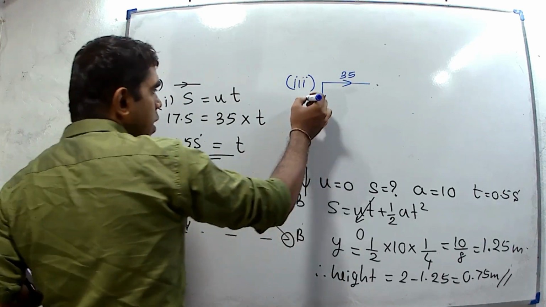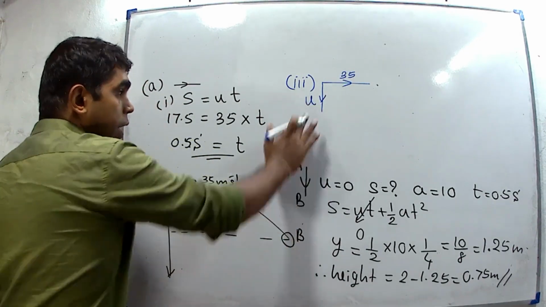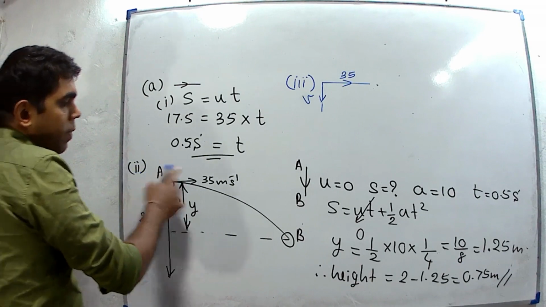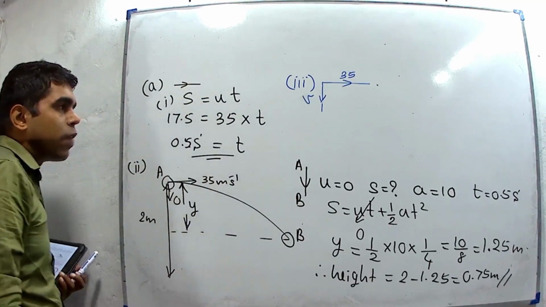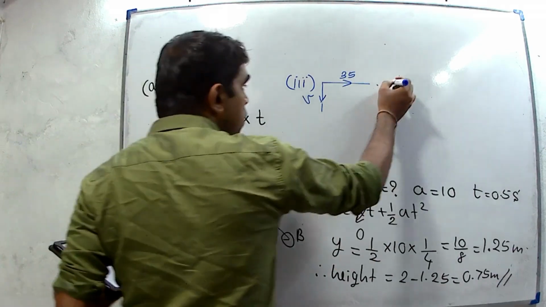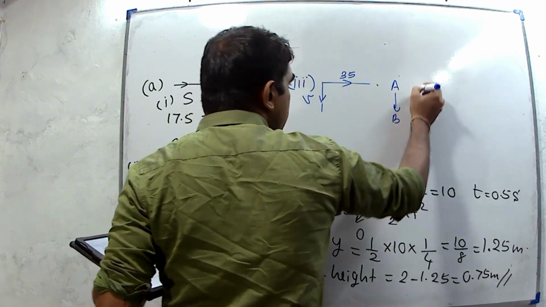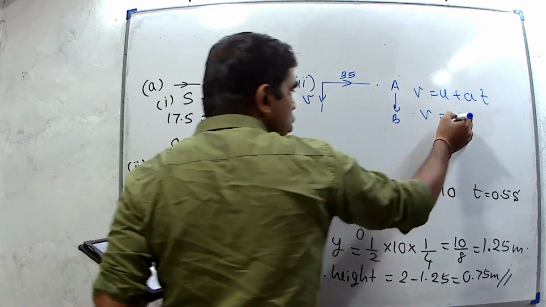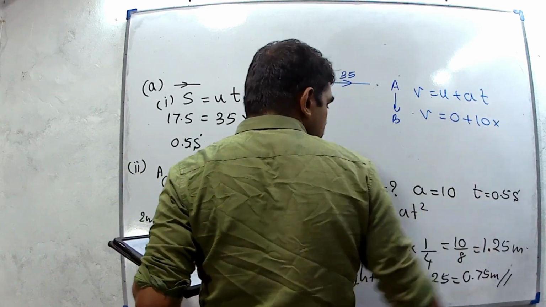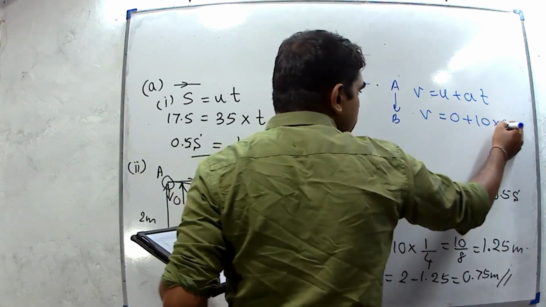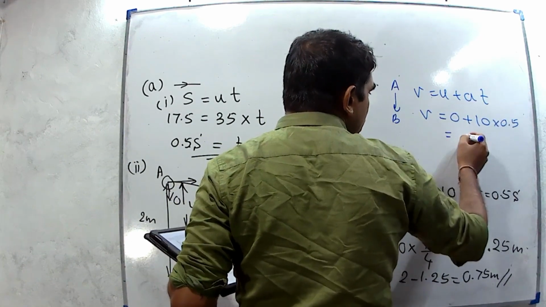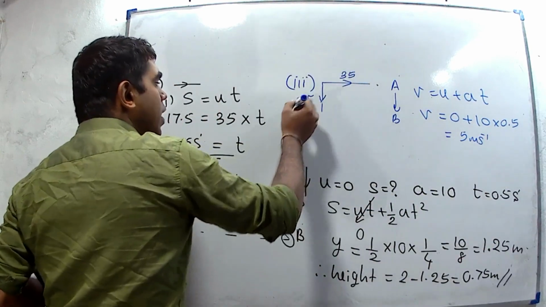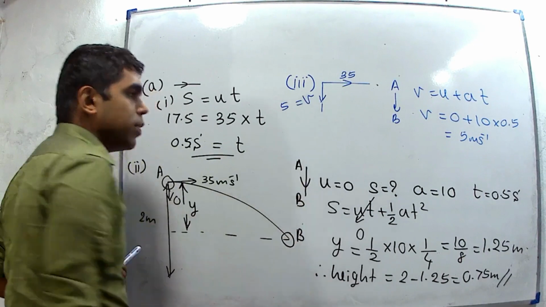I will consider the downward velocity as v. Then we can use an equation between A and B in the downward direction to find the v value: v equals u plus at. We have to find the final velocity. Initial velocity 0, 10 times, we have found time is 0.5. 10 times 0.5 is 5 meters per second. Now we know the components, 5 and 35.